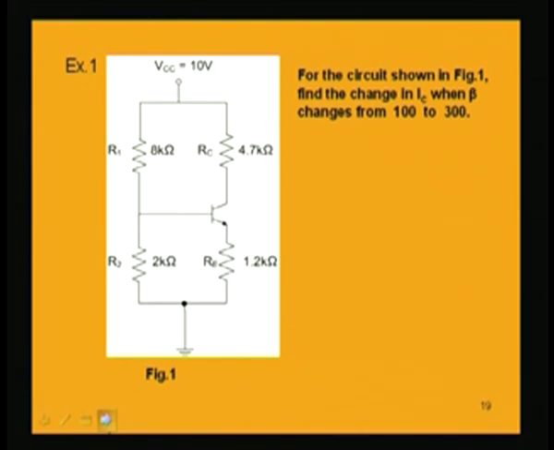So, now let us try one example. In this potential divider circuit biasing scheme, we have to find out the change in the collector current IC when beta changes from 100 to 300. That is, in one case beta is 100 and in the other case beta is 300. So, we have to see what the change in the current IC will be.